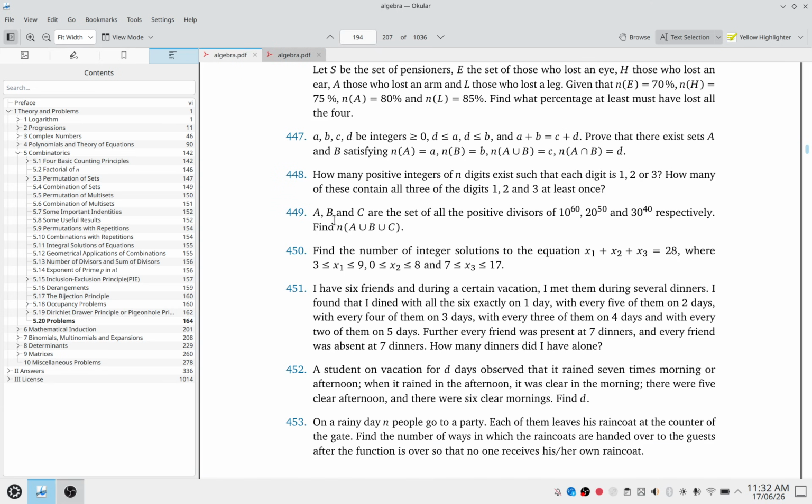Question 449 says that A, B and C are the sets of all the positive divisors of 10 to the power 60, 20 raised to the power 50 and 30 raised to the power 40 respectively. Find n(A union B union C).